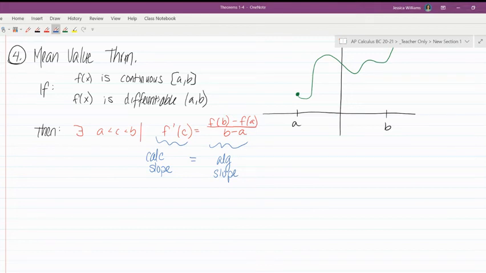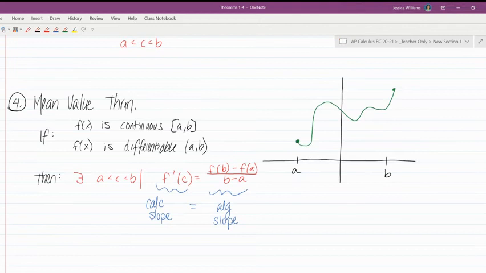All right, visually, here's what it means. So we have to find this C value, which means I'm going to start with this side of your equation. That's an algebra slope between 2 points. Algebra slope needs 2 points. The 2 points are your endpoints, f of A and f of B. So they're talking about the slope of this secant line. And they're saying that somewhere on that curvy line that I drew, my calculus slope, my tangent slope, is going to be the same. So what it means to have same slopes is that it's going to be parallel.